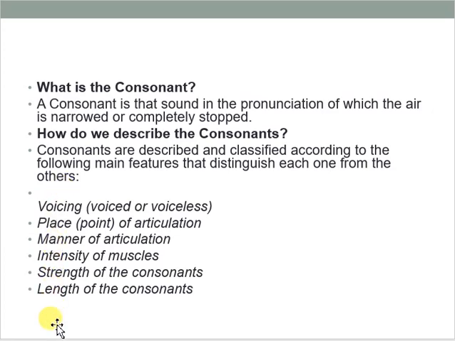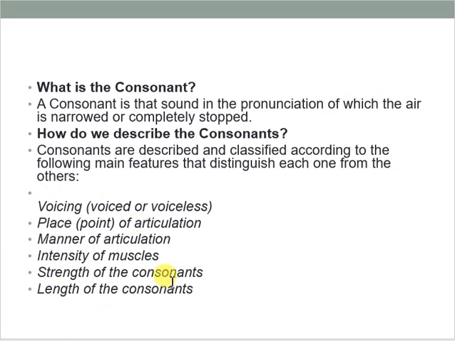We have a number of features or properties in order to describe consonants. So these 6 features or these six characteristics, they act as an ID for the consonant in order to distinguish one consonant from another.